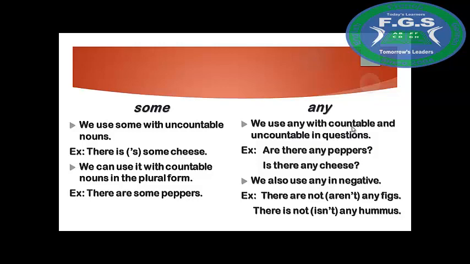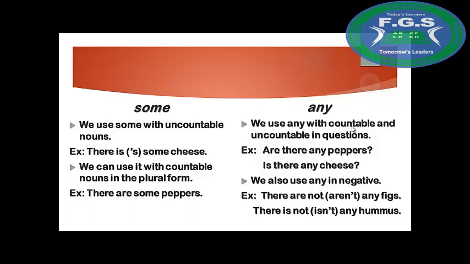There is some rice. And we can use some with countable nouns in the plural form, with there are. There are some peppers. There are some apples. I can't say there are some rice. No. After some here, we have to use plural countable nouns. There are some peppers. With any, we use any with countable and uncountable nouns in questions.